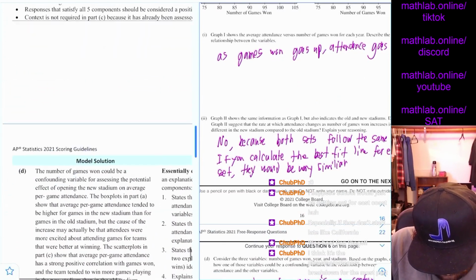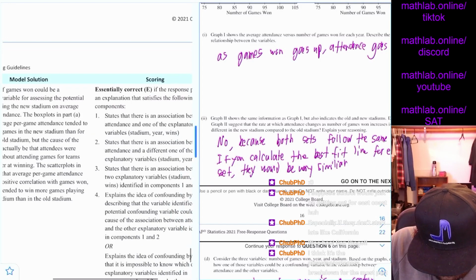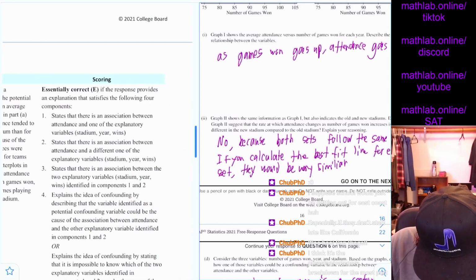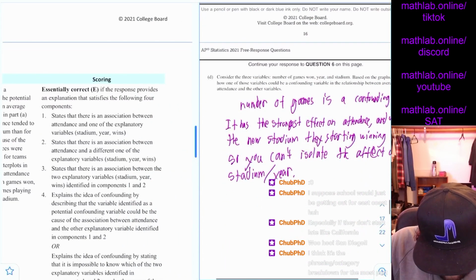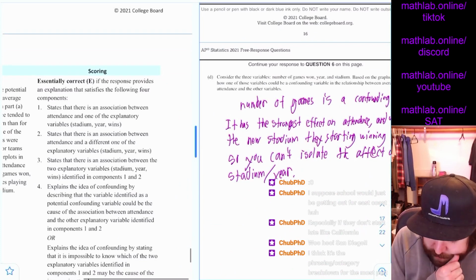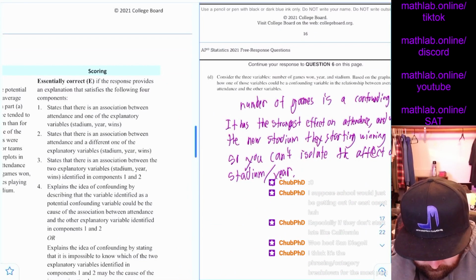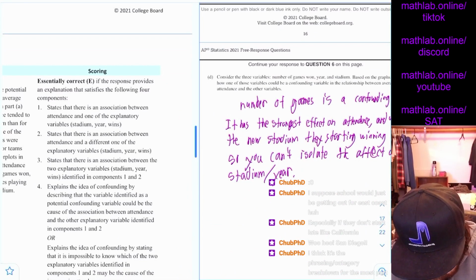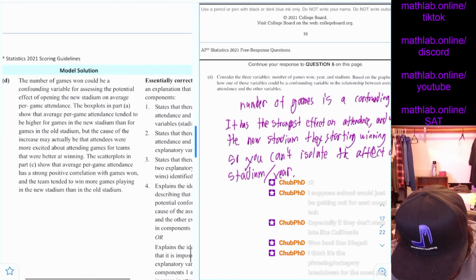So the next... Oh, that was that. And then that's this. Say there's an association between attendance and one of the explanatory variables. What did they say? The number of games won could be a possible confounding variable. That is what I said.